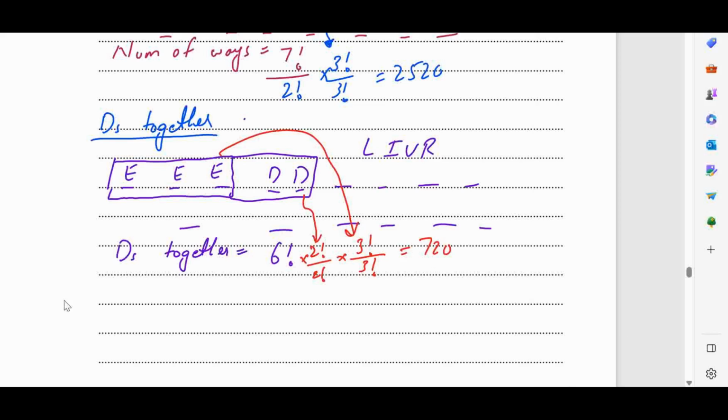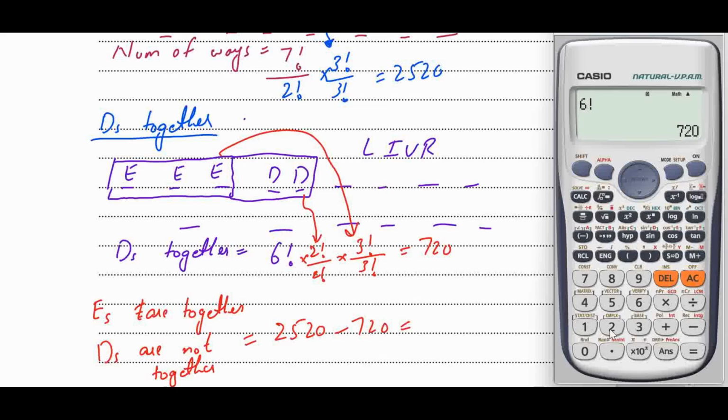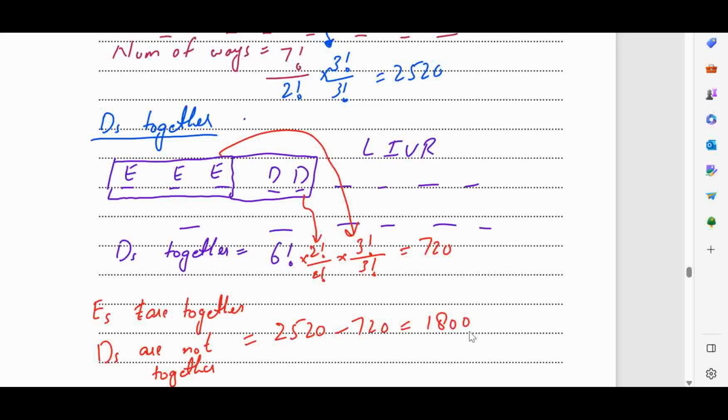Now let's find out the total number of arrangements when E's are together and D's are not together. In that case we have to subtract: 2520 minus 720 is equal to 1800. So this will be the final answer.